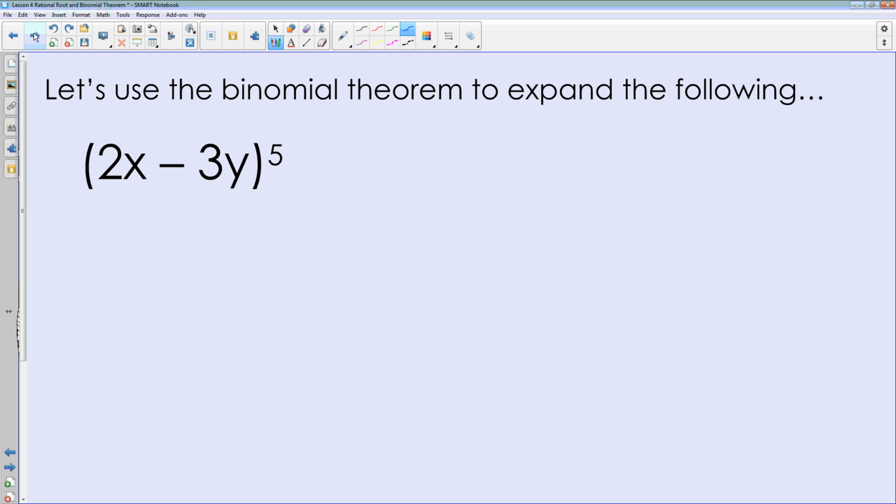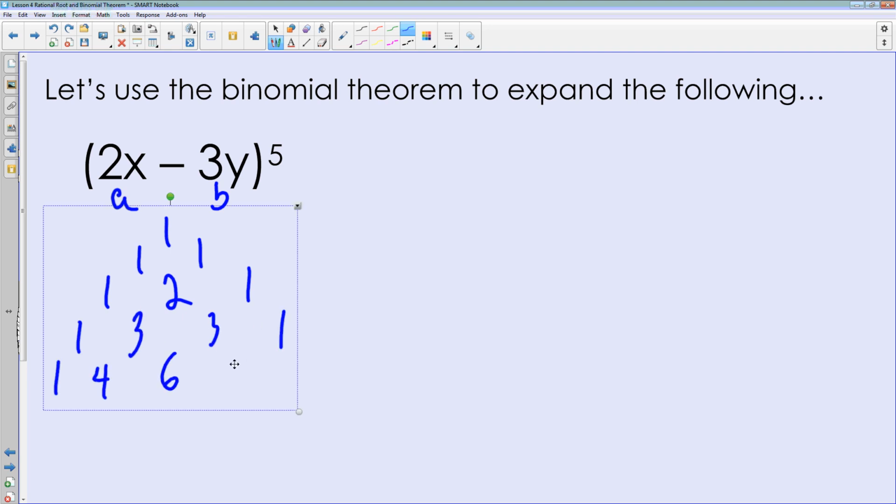Let's do one more. So this is a little bit more complicated, but this is my A and this is my B, and this time we're going to go to the fifth power. So 1, 1, 1, 1, 2, 1, so that's 0, 1, 2, 3, 4, 5. So this is my row.